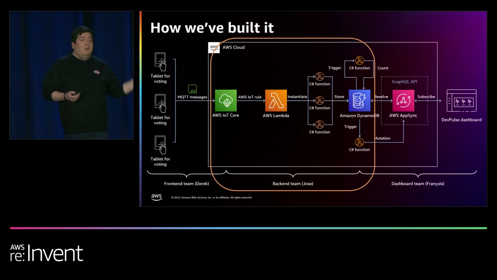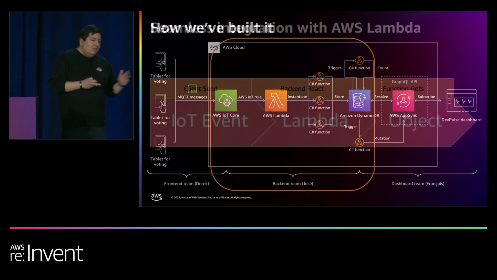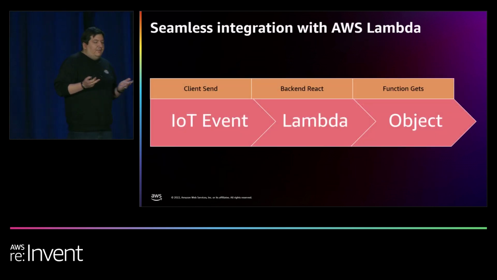Once we have that event, we will use the same DynamoDB table that we used at the beginning, but now with one more attribute, the counting. We're going to show you how it works in the code walkthrough. So just a little abstract of what we did: the client sent the IoT event, the backend reacts through Lambda, and then the function gets an object.